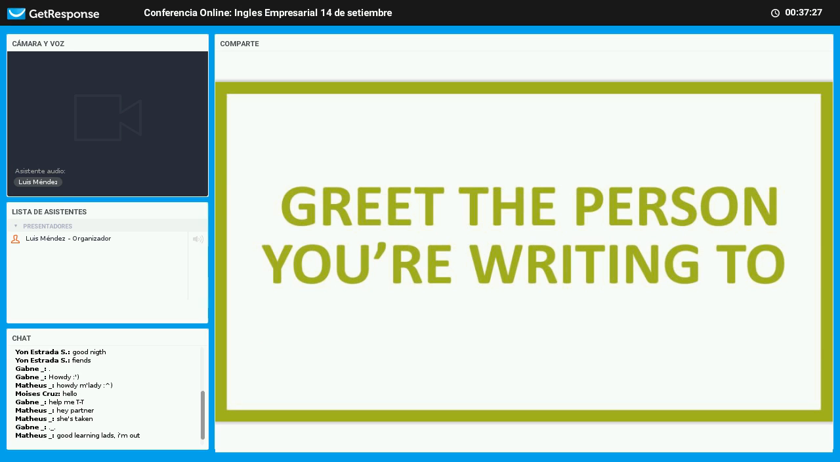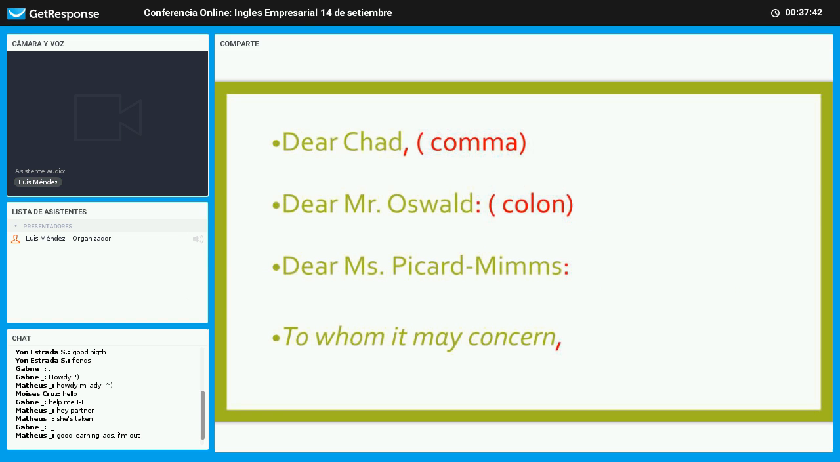The second step is to greet the person you're writing to in an appropriate way. Okay? This is what we have to keep into account. We have to do it in an appropriate way. Once again, you have to say dear. Dear is the most appropriate when you know the name of the person, which is universal for everybody. And be careful with the punctuation.